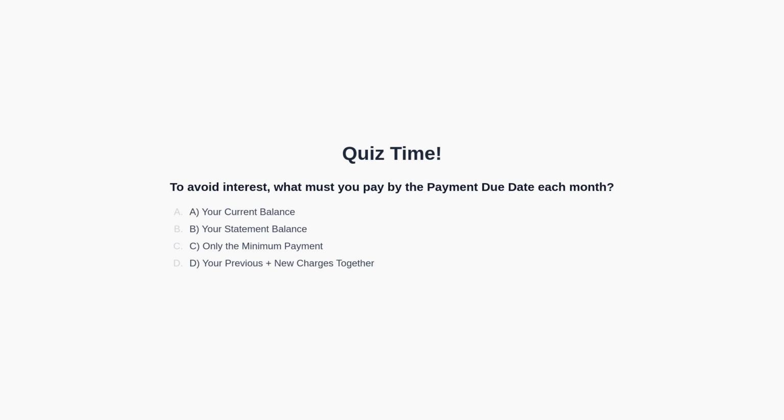Quiz time. The question is, to avoid interest, what must you pay by the payment due date each month? Option A is your current balance. Option B is your statement balance. Option C is only the minimum payment. Option D is your previous and new charges together.